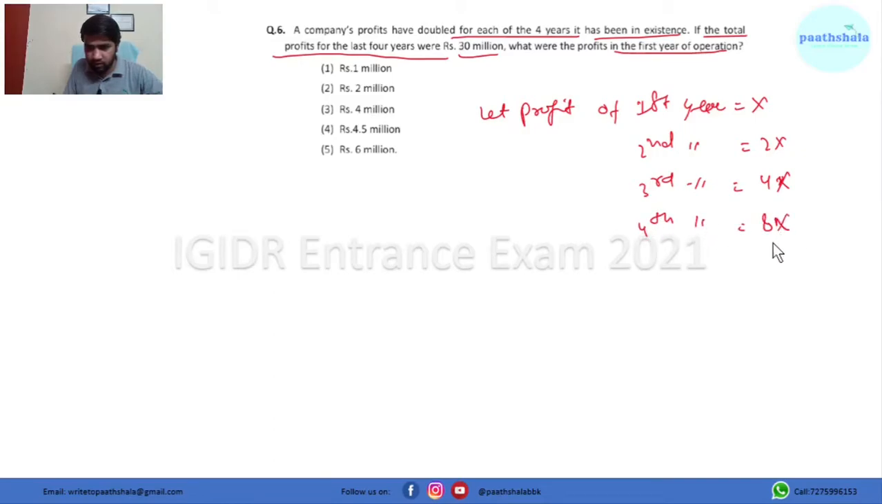8x. So if you sum up all the profits, this will come out to be 15x, which is given as 30 million. So x will come out to be 2. So our answer will be 2 million. So option 2 is the right option. Now let's move to the next question.